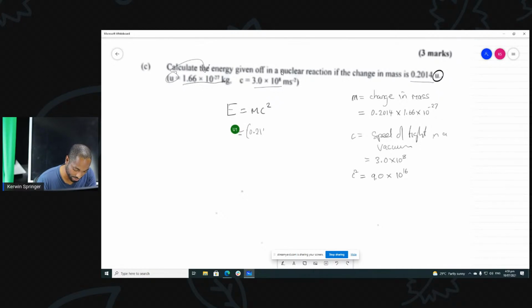0.214 times 1.66 times 10 to the negative 27 by 9.0 times 10 to the power of 16. Why isn't it chat if you all get this? Where does 6 come from? Calculate the energy given off in a nuclear reaction. Any change in mass is that.